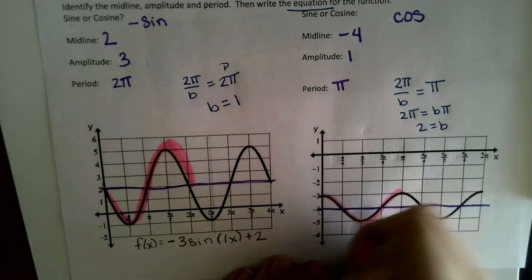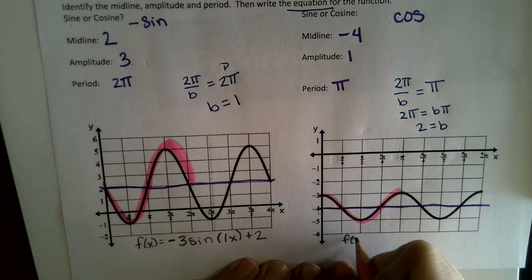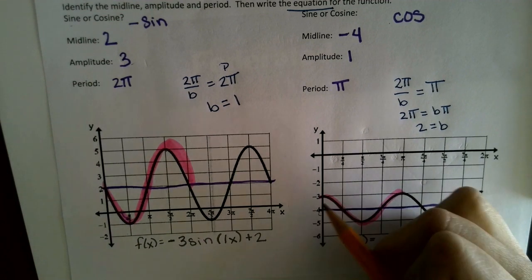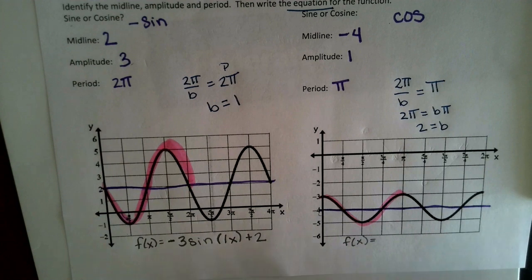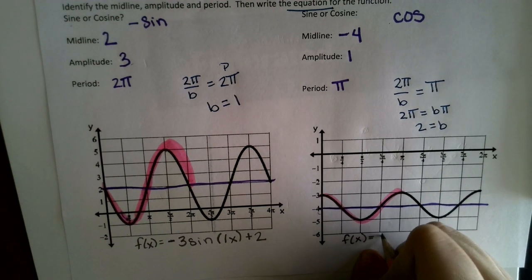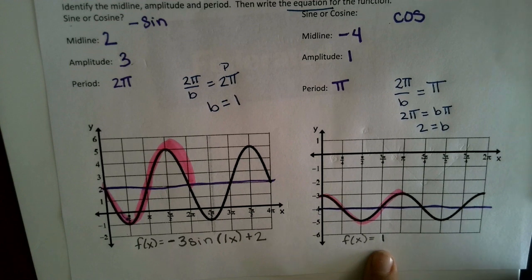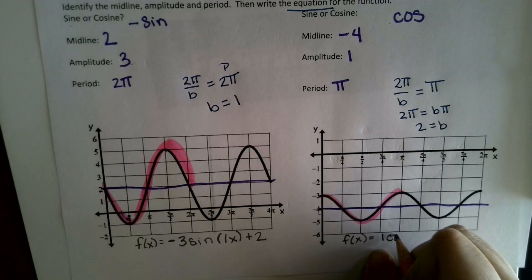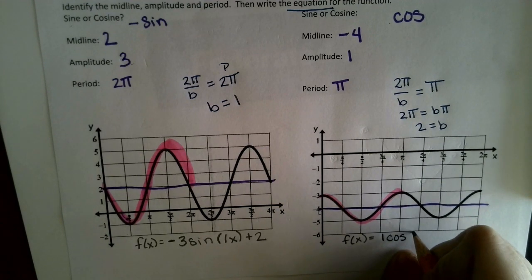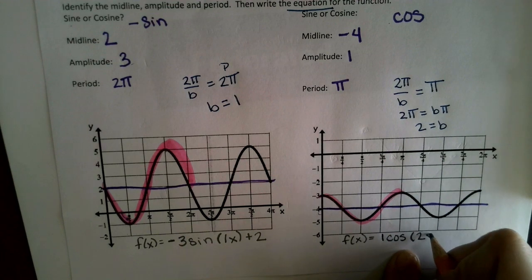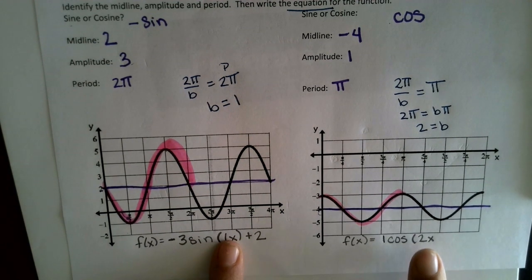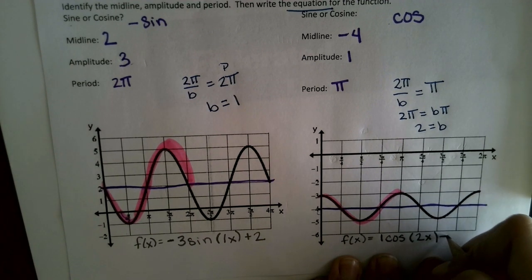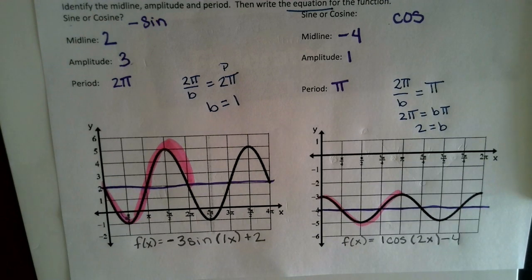We are able now to write our function, so f of x equals, there's no negative because we didn't flip it, we started on top, so that's good. Our amplitude is 1. I'm going to write the 1 in right now just so you can see where I'm putting it, but do you have to put it there in the long run? No, you do not. Our trig function is cosine. Our b is 2. Don't forget that x. That x will always have to be in there, guys. And then at the very end, we have our midline, which in this case is -4.